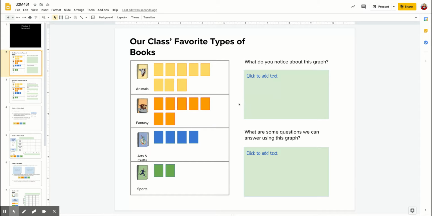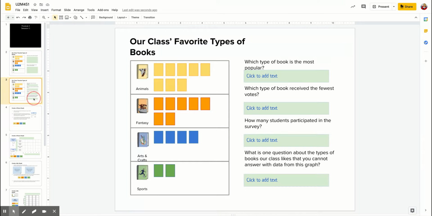What do you notice about this graph? What are some questions we can answer using this graph? Be sure to fill out the green parts. You see the books on the left. Each square represents one person who said that they liked this kind of book.